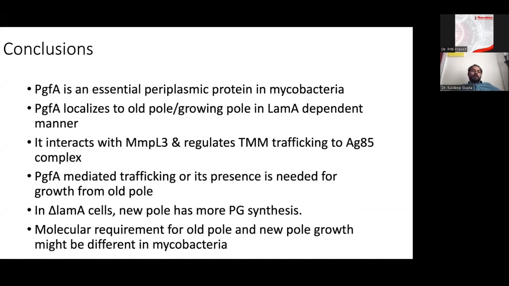So the conclusion of our study is that polar growth factor A is an essential periplasmic protein which localizes to the old pole in a llama-dependent manner, interacts with MMPL3 and regulates TMM trafficking, and its presence is needed for trafficking of TMM to form the mycobacterial membrane. In llama knockout cells, there is low PGFA, and because of that there is low membrane synthesis. So what we have discovered is a very essential protein which can be targeted for treatment of tuberculosis.